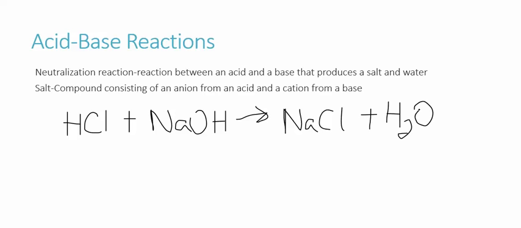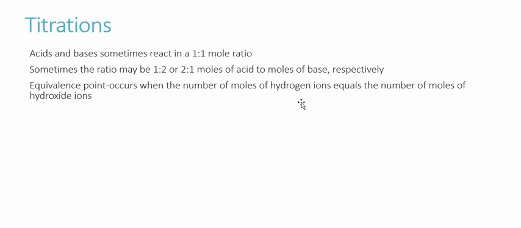Salt is a generic term. It's just a compound that consists of the anion from the acid, so the negative portion from the acid, and the cation from the base. Sometimes acids and bases react in a 1-to-1 mole ratio. Sometimes the ratio may be 1-to-2 or 2-to-1.